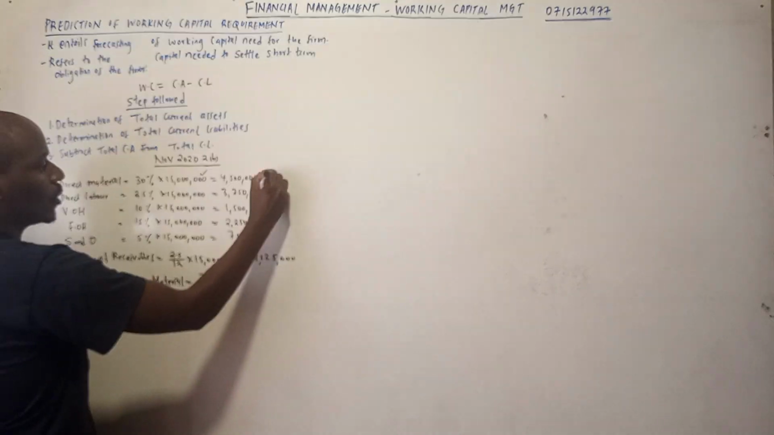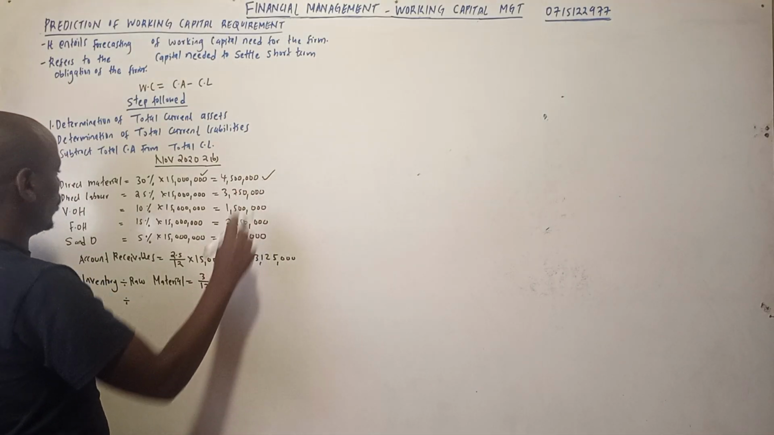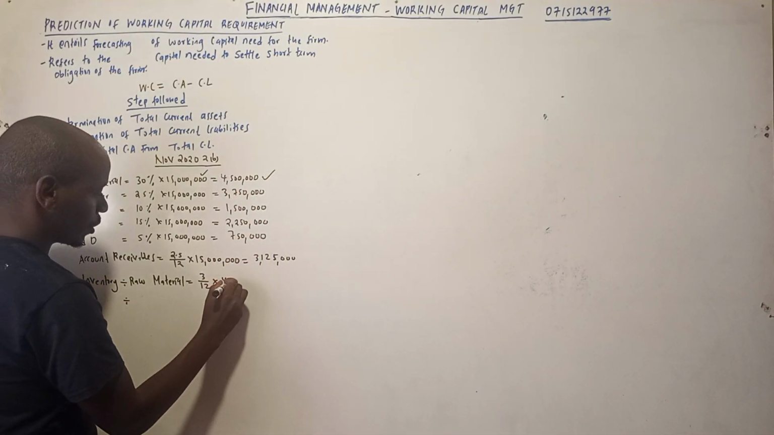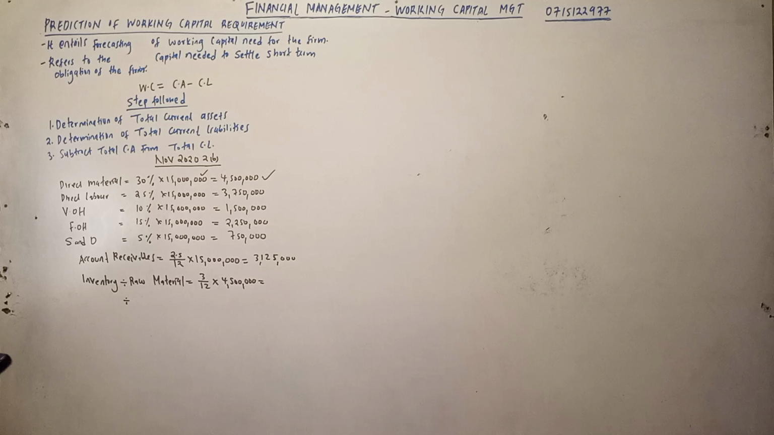Now raw material goes with direct material, with the value of the raw material, which is 4,500,000. How much does it come to? So 3 over 12 times 4,500,000, which is 1,125,000.